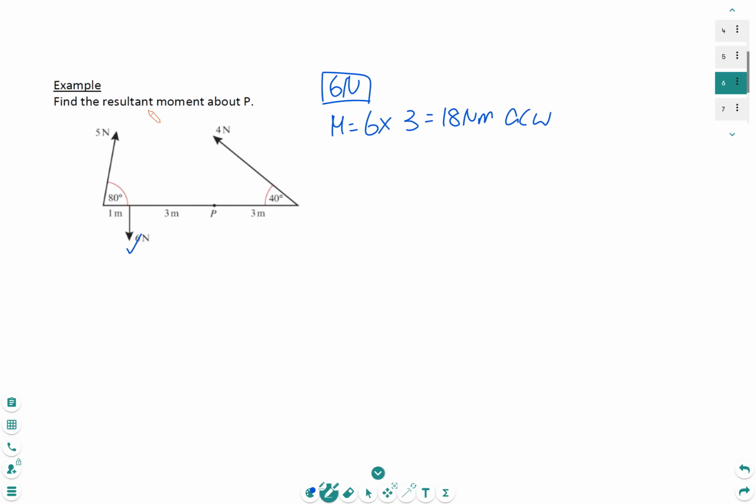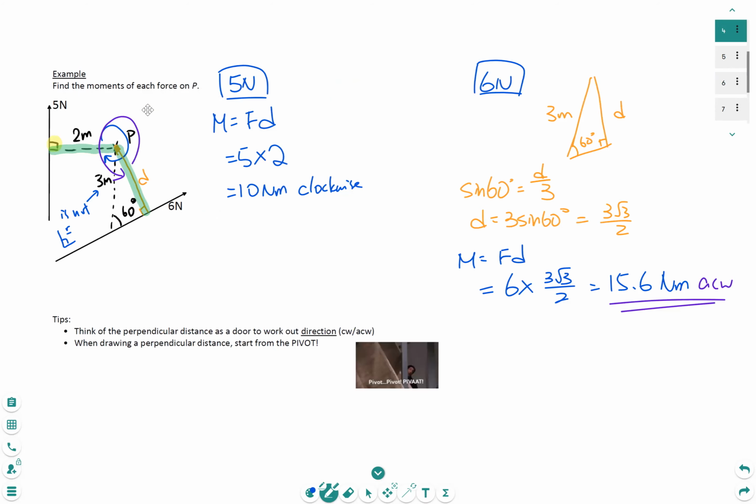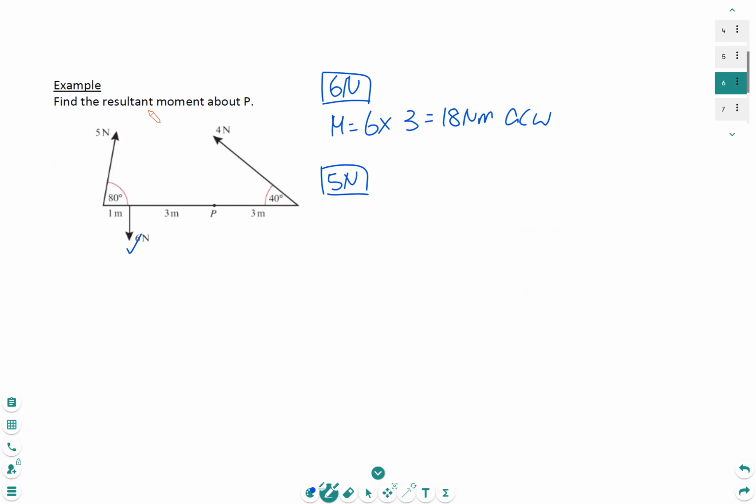Next one, the 5 Newton. Now for the 5 Newton, where's the perpendicular distance? Clearly that's not a perpendicular distance because there's 80 degrees in there. To work out the perpendicular distance, remember you have to draw a perpendicular line from the pivot to the force. Use a ruler from P, position it so it makes a right angle, possibly there. That's your distance. To work out the distance, I'm going to draw it out again. It's up to you whether you want to draw the triangle out. So that's the distance, that's a right angle.